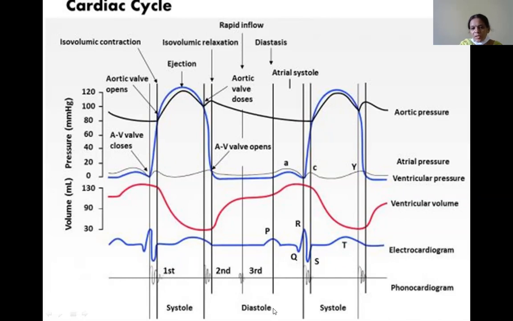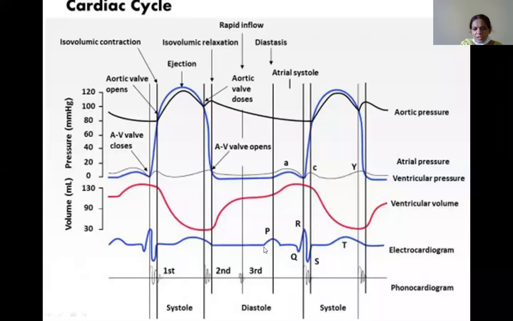So systole and diastole, atrial systole. Mostly we compare the left atrium and the left ventricle, we take into account the left atrium as well as the left ventricle. So this is atrial contraction. This is the JVP, A, C, V and Y. These are depicted, these will be shown in the JVP, jugular venous pulse.